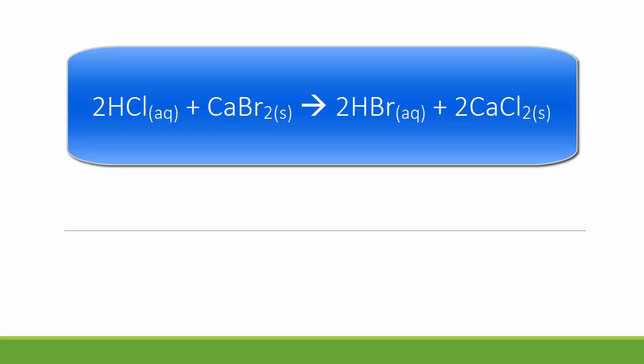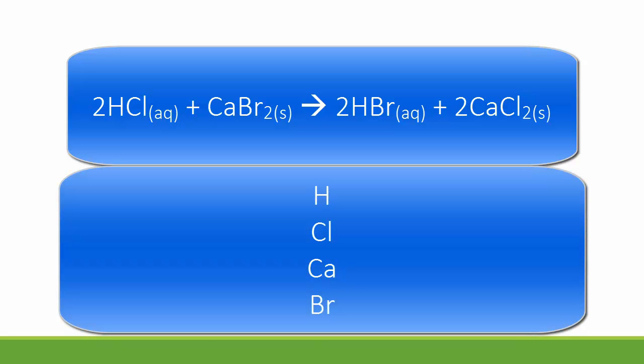So good, thank you. Let's go through and do the atom count, and rather than have it stretch across the board, what I like to do is set up a little matrix, and I'm going to go on my reactant side and say, okay, I've got hydrogen, I've got chlorine, I've got calcium, and I've got bromine. Those are the elements that I see on the reactant side of the equation.